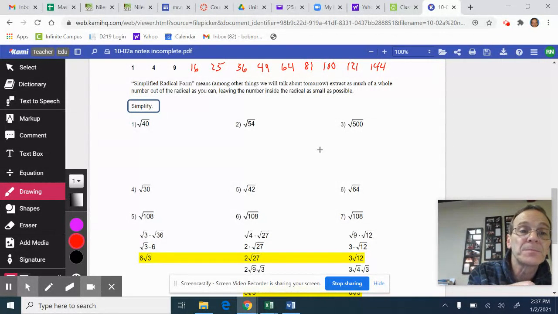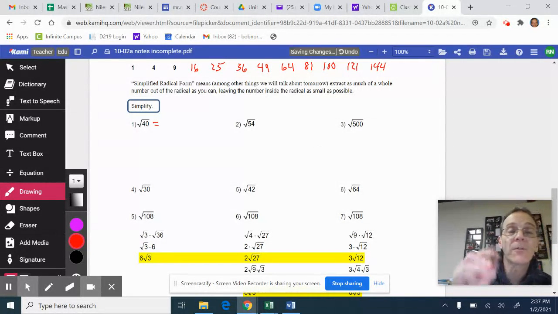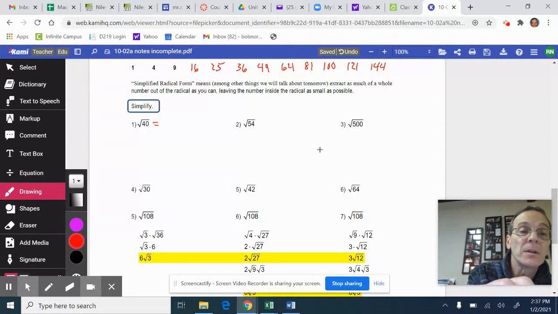Square root of 40 could be factored. What are factors of 40? Well, 1 times 40, sure, but let's start with 2 times 20. Okay. But there are other factors of 40. There's 4, square root of 4 times square root of 10. And then there's square root of 5 times square root of 8.